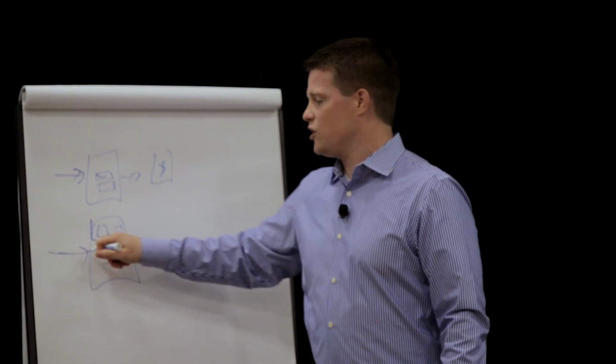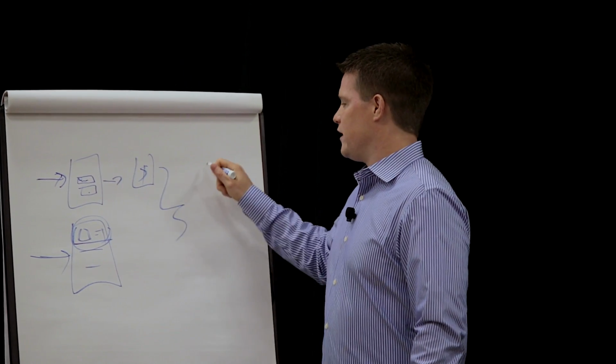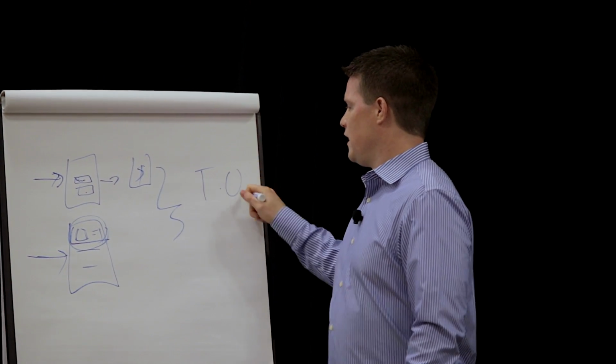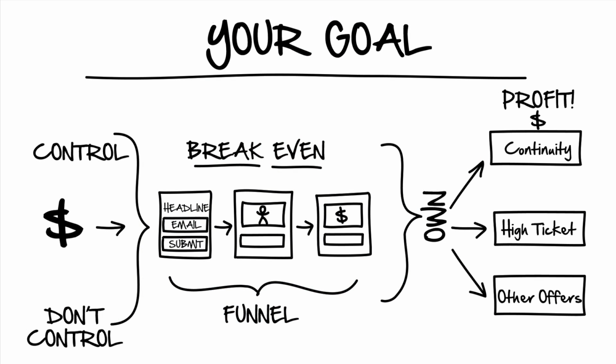So that's what we're focusing on: all the traffic you control, you push through a squeeze page. Traffic you don't control goes through a blog. The goal, again, is to get their email address, and now you own that traffic. That's the goal, guys. That's the game of internet marketing. And the way we do that is through this process.